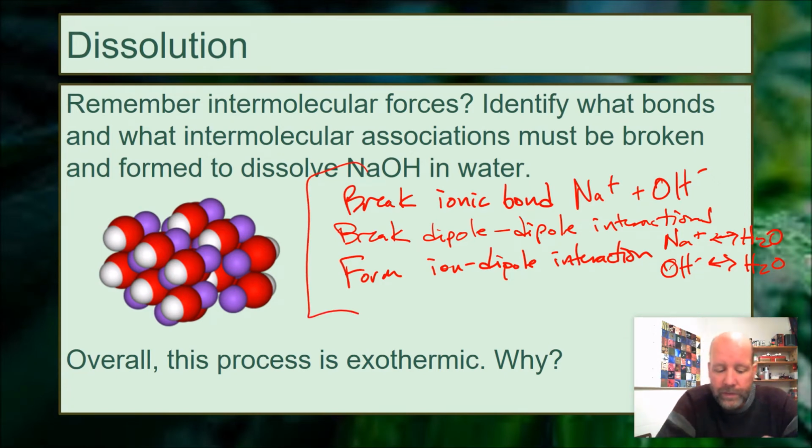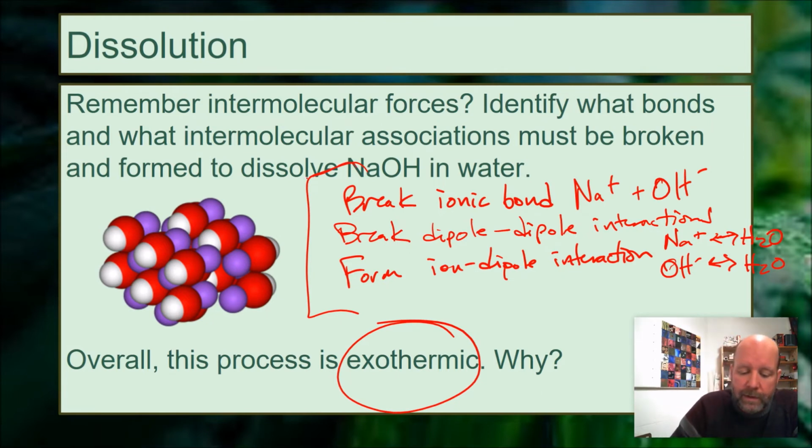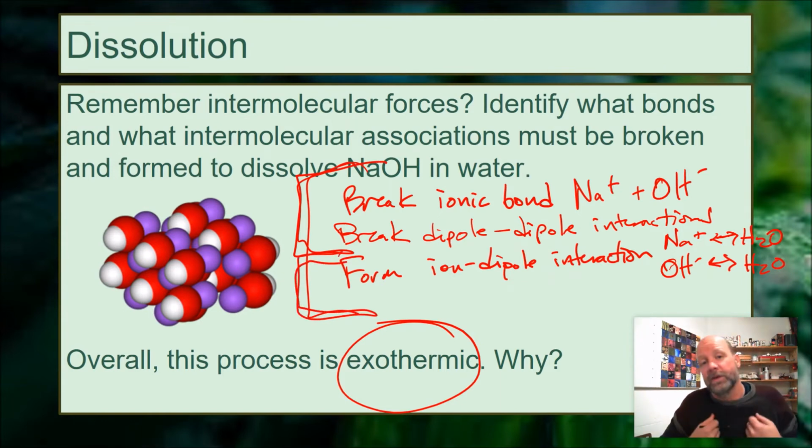Now, if we know this is an exothermic process, then we know that to break these took less energy than what we got out from forming these, because energy comes out. If energy comes out, that comes out when we form bonds or interactions. It doesn't matter if it's a bond or an intermolecular interaction, it works the same way. To form them, you get energy out. To break them, you have to put energy in.